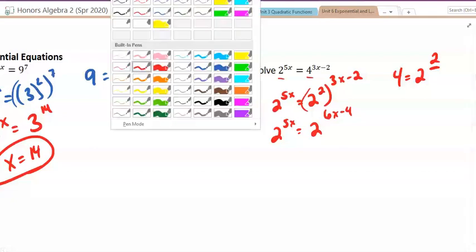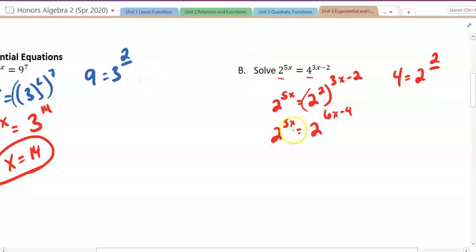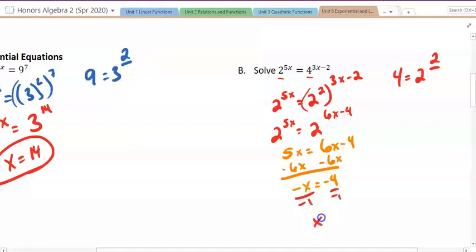Make sure you distribute that. And then because the bases are the same, I can set the exponential parts equal to each other. And so I get that 5x is equal to 6x minus 4. I'm going to subtract the 6x from both sides. And I get that negative x is equal to negative 4. And dividing by the negative 1, I get that x is equal to positive 4.